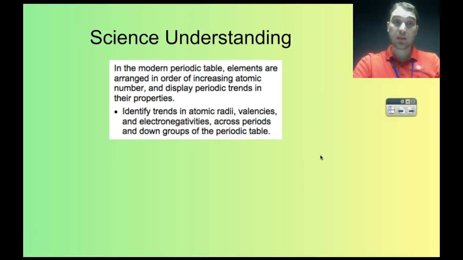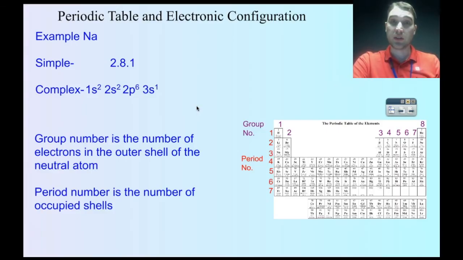So the science understanding that we're going to look at is the arrangement of the elements in terms of atomic number and the trends. So we're going to look at the trends of atomic radius, valencies, and electronegativities. So first we're going to look at valencies.